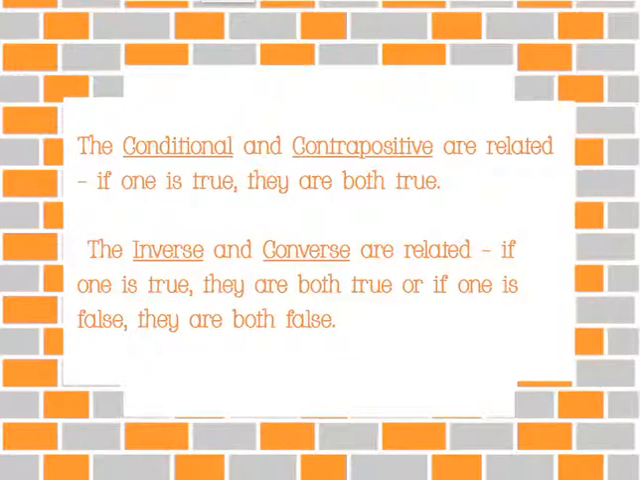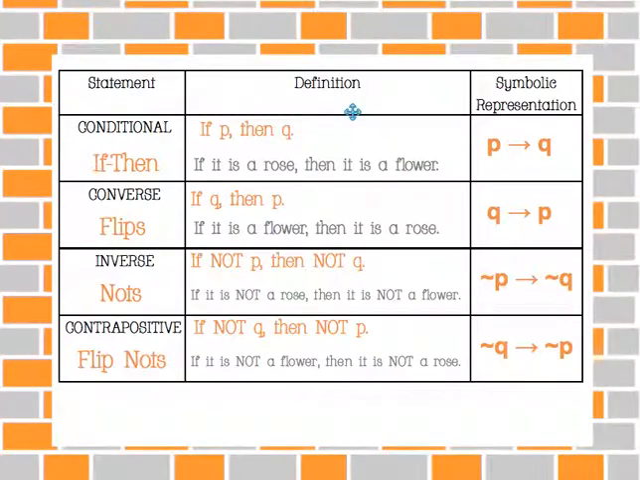So the conditional and contrapositive are related, and the inverse and converse are related. So if one of these is true, the other one is true. If one's false, the other's false. So you'll never have 3 true and 1 false or something like that. You would either have 2 of each, or they would all be true or all be false. So let's look at these.